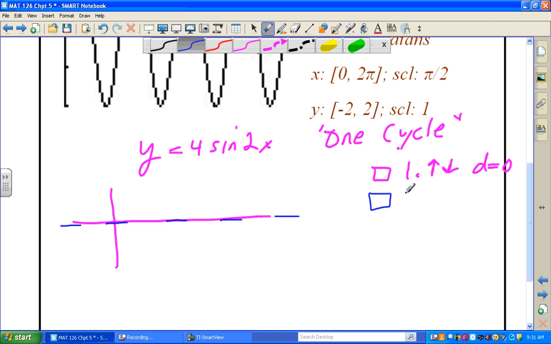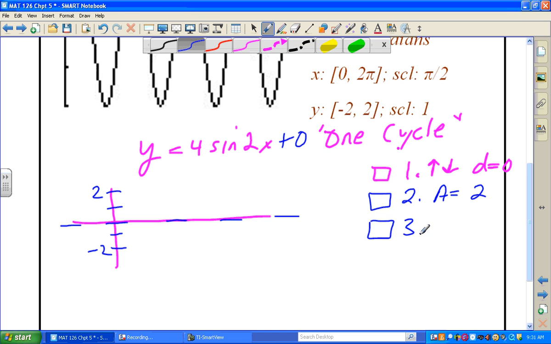Second thing, your checklist. What is the amplitude? 2. That gives me my maximum. That gives me my minimum. 2, -2. I checked to see if there was a D on here. In other words, was there a vertical shift? And there wasn't. Right.